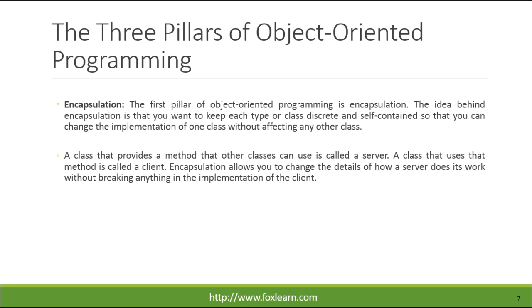Encapsulation. The first pillar of object-oriented programming is encapsulation. The idea behind encapsulation is that you want to keep each type or class discrete and self-contained so that you can change the implementation of one class without affecting any other class. A class that provides a method that other classes can use is called a server. A class that uses that method is called a client. Encapsulation allows you to change the details of how a server does its work without breaking anything in the implementation of the client.